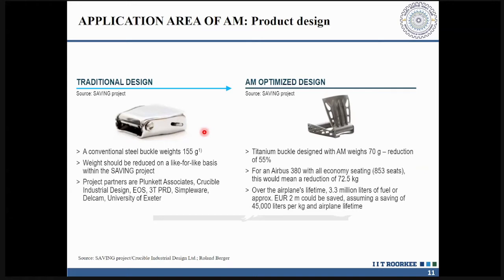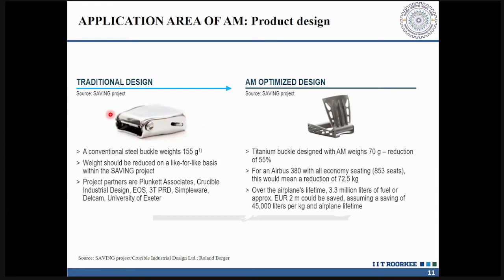Now, whenever we go on an aeroplane, the first thing that we hear is, kindly fasten up your buckles. Fine, fasten up your seats. So conventionally, there was a steel buckle that was used for buckling up the seats, and this buckle was made up of steel, and each buckle weighed around 155 grams.